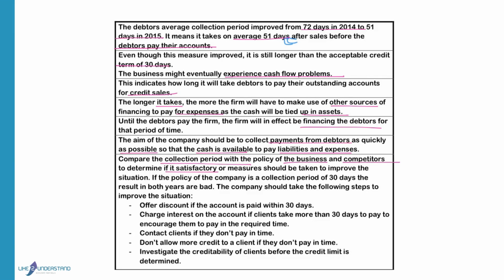If the policy of the company is 30 days, the result in both these years are actually bad. The company should take the following steps to improve this situation. Offer discount to debtors that pay within 30 days to encourage them to pay quicker. Charge interest on the accounts of customers that owe for more than 30 days to encourage them to pay within the required time, so that they don't have to pay the interest.